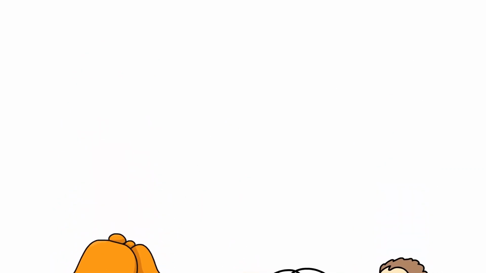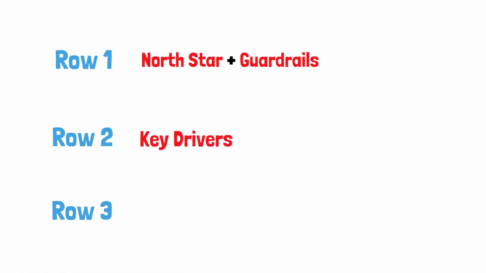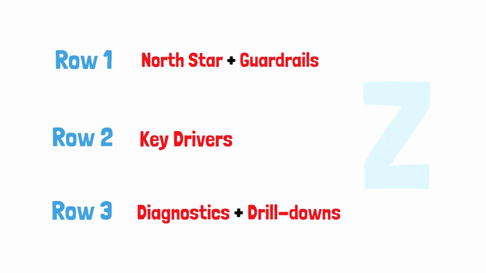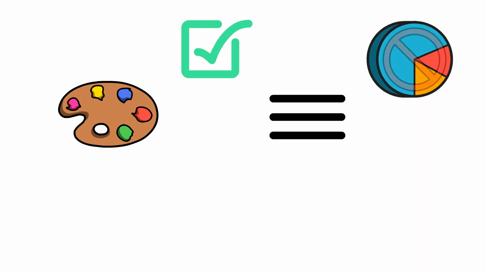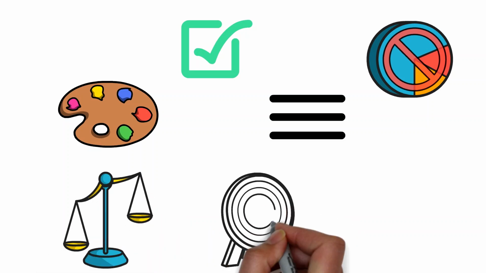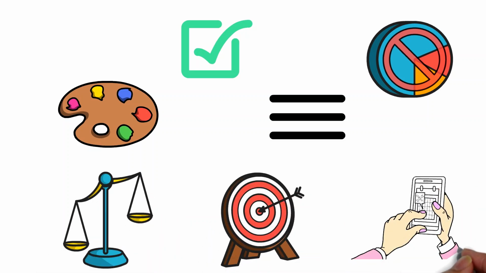Use a simple hierarchy. Row 1, North Star plus guardrails. Row 2, key drivers. Row 3, diagnostics and drill downs. Guide the eye with a Z pattern. Limit colors. Label directly. Align decimals. Avoid pies unless categories are very few. Always include comparisons versus target and versus previous period.